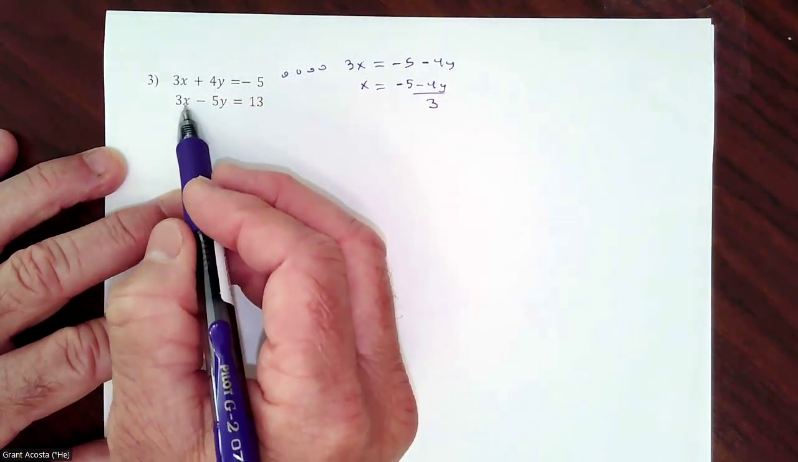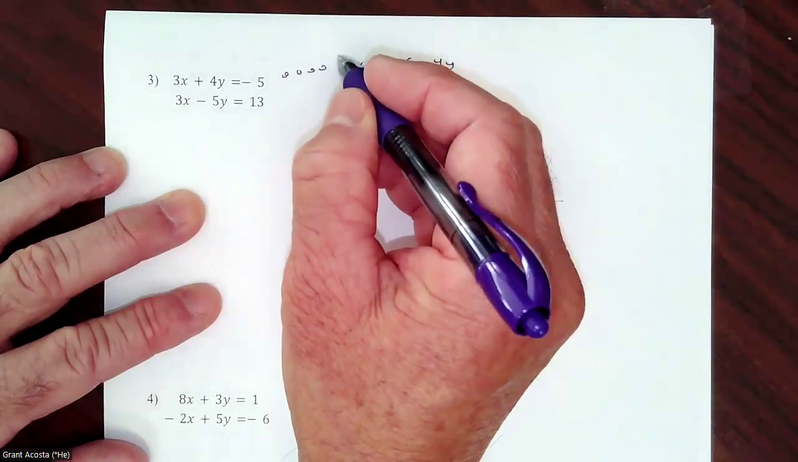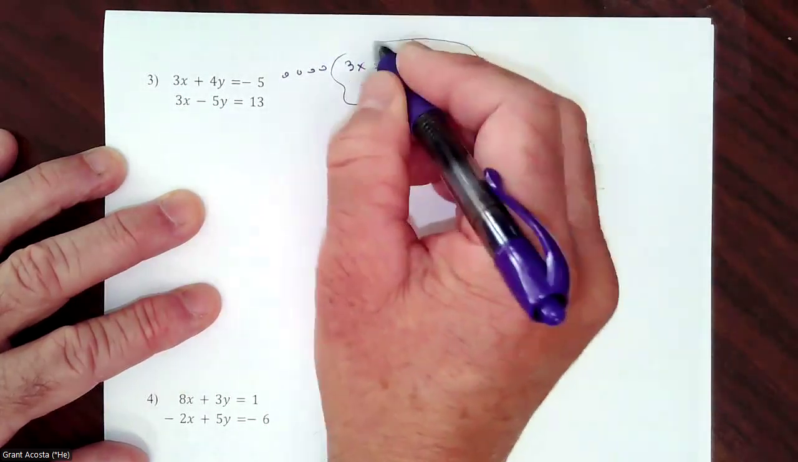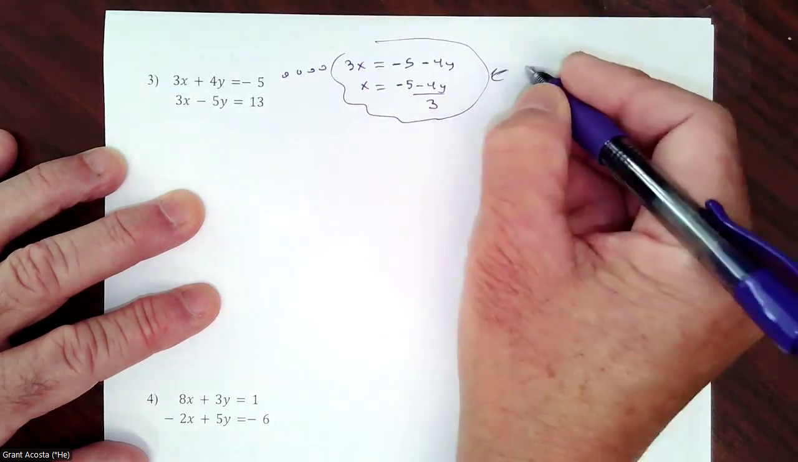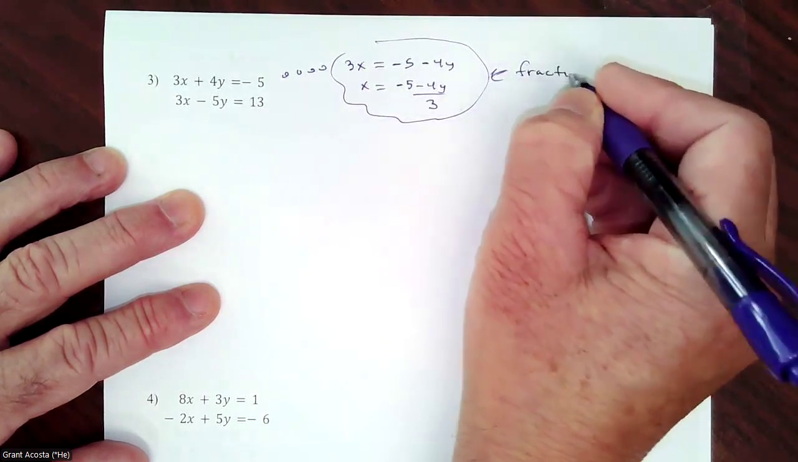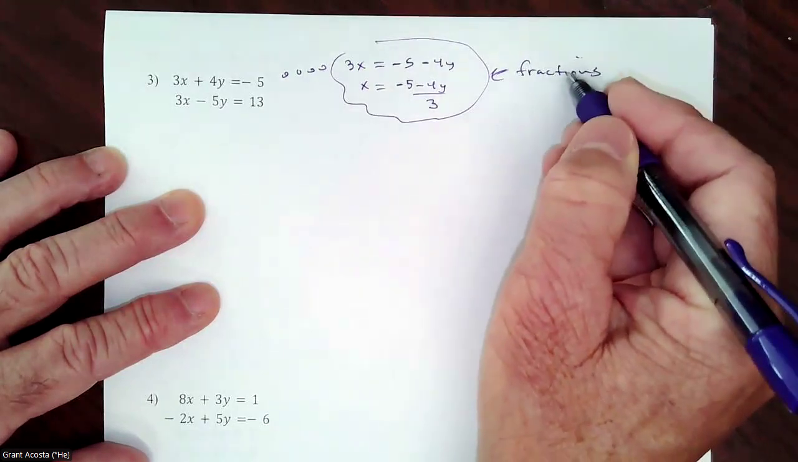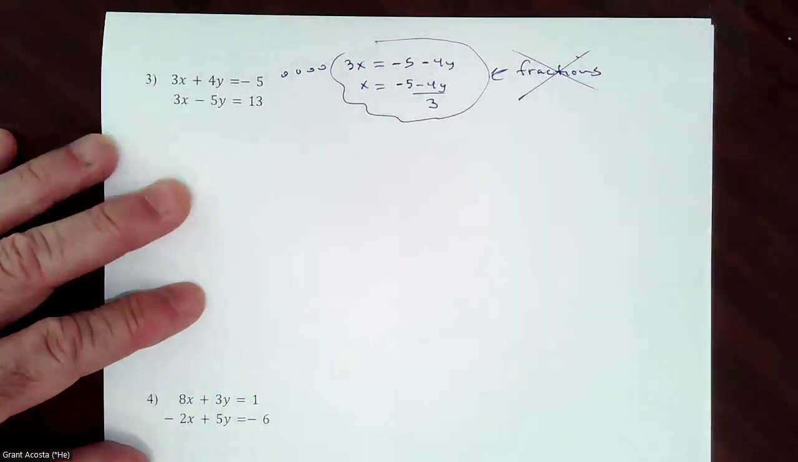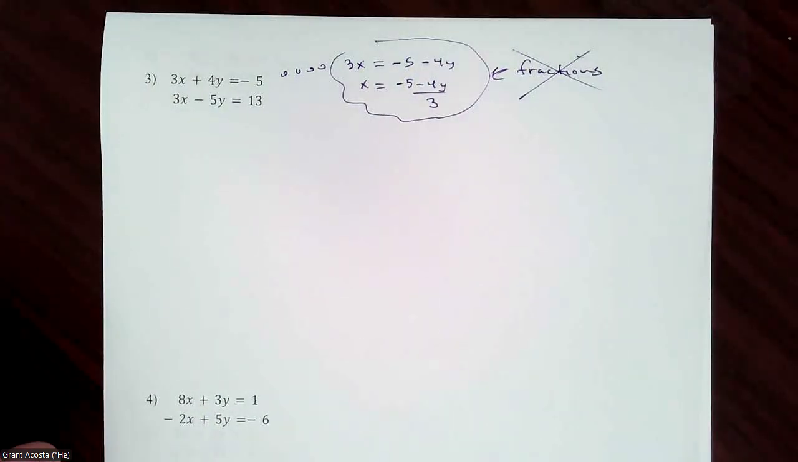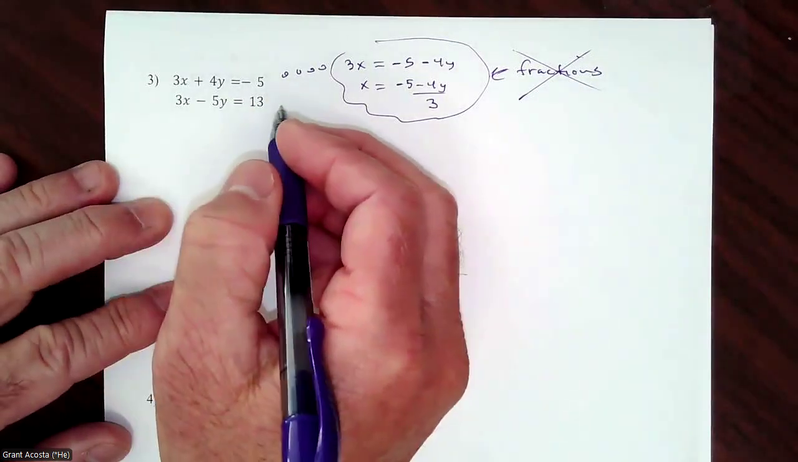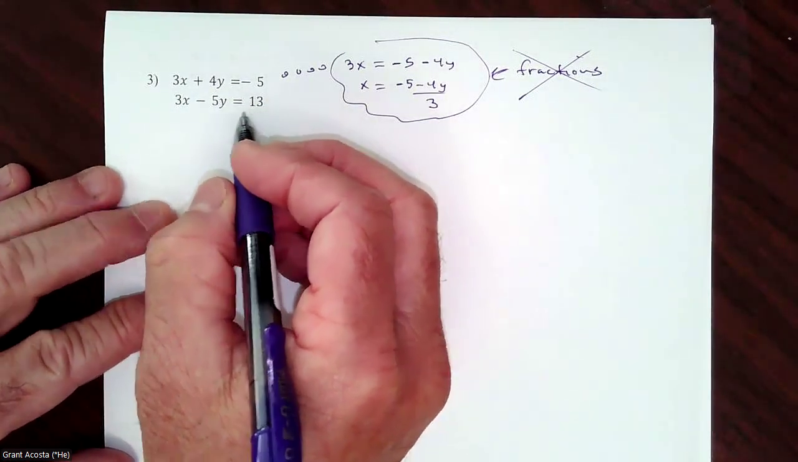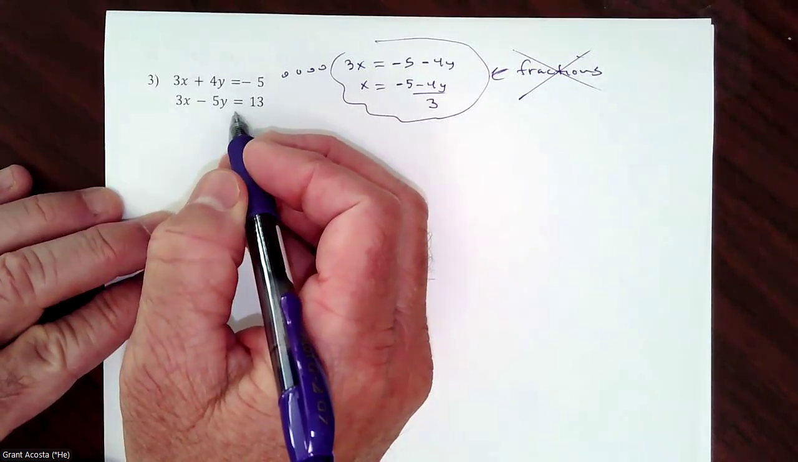I guess that wouldn't be too bad because I'd be multiplying it by 3. But in many cases, this is going to be tougher, right? We're going to get fractions. And as I've joked in class, even I as a math teacher, I don't really care for fractions. I'd rather not deal with them. So instead, another thing we could do is the elimination method.